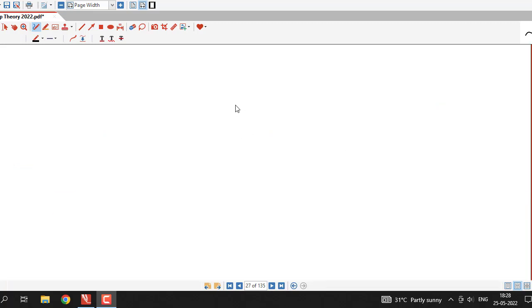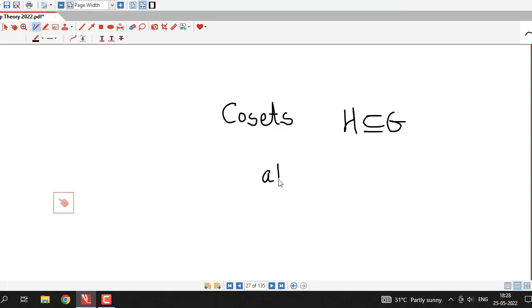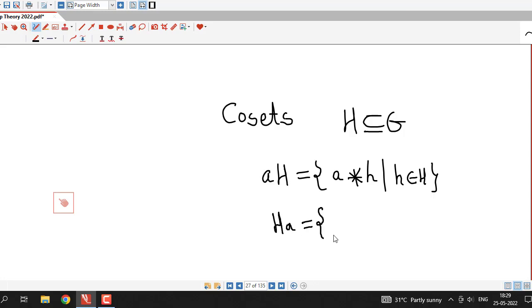So we are familiar with cosets now, and we know that if H is a subgroup of a group G, then the left coset of H is denoted by aH and is defined as all those elements a star h for all possible elements h of subgroup H. Similarly, the right coset is defined as elements h star a, where h is an element of H.